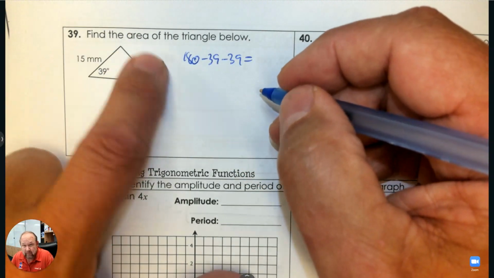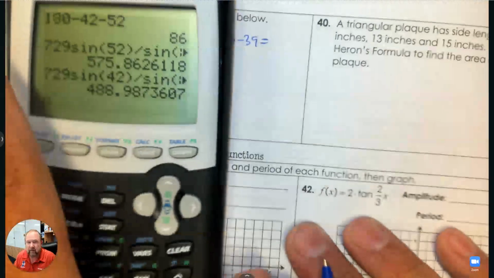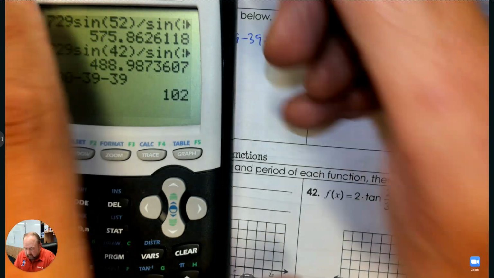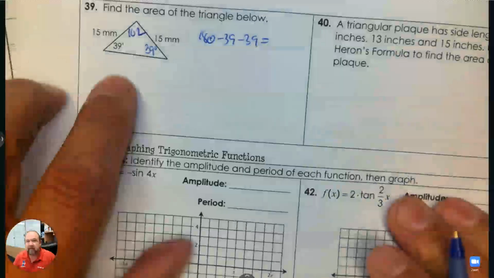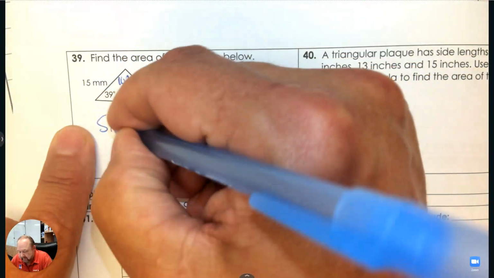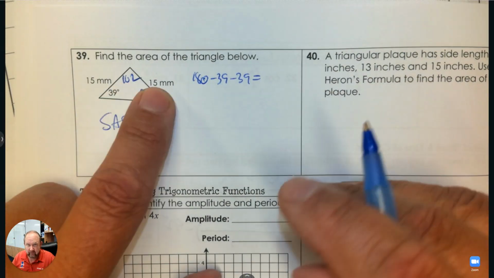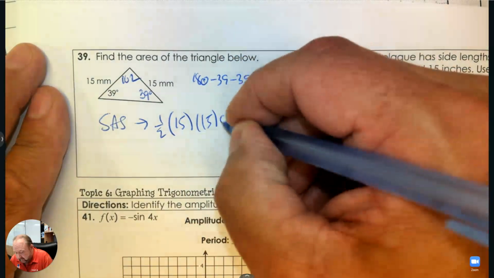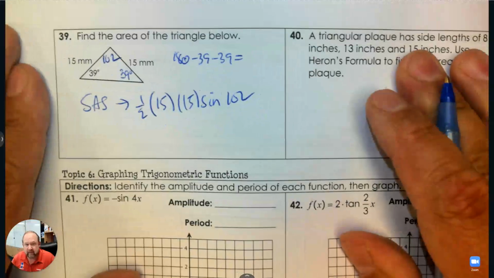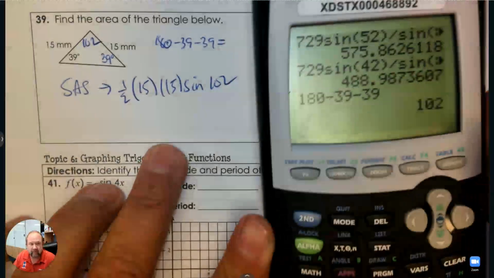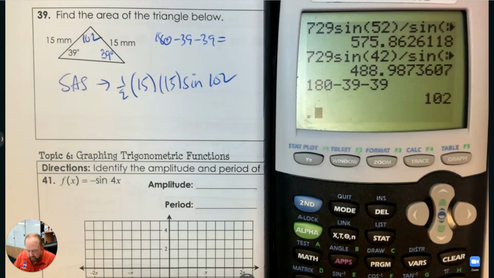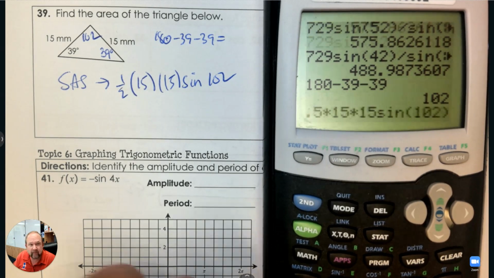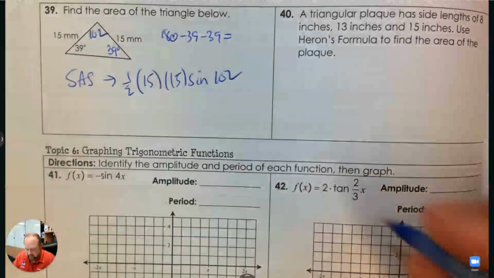I need to know that angle in between 15, 15. So 180, subtract 39, subtract 39. That's 102. Now I have what I need, because what I needed was side, angle, side. The formula for side, angle, side is 1/2 side, side, sine of 102. That's the formula to find area with trig with side, angle, side. So 0.5 times 15 times 15, and then sine of 102, and I get 110.